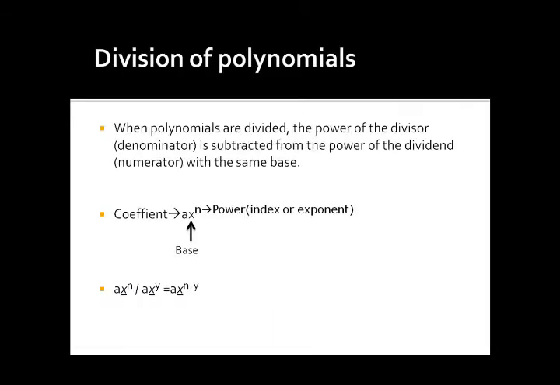Now we're at the division of polynomials. When polynomials are divided, the power of the divisor, the denominator, is subtracted from the power of the dividend, the numerator, with the same base. Just a reminder of how the polynomial is to be set up: when we're doing the division, a to the n divided by a to the y, of the same base, will be a to the n minus y.